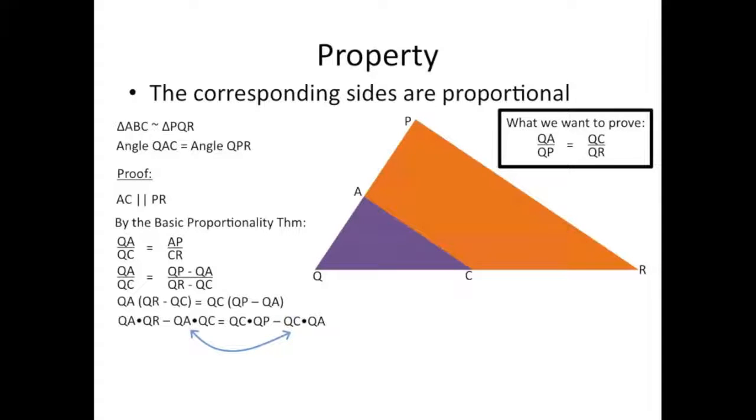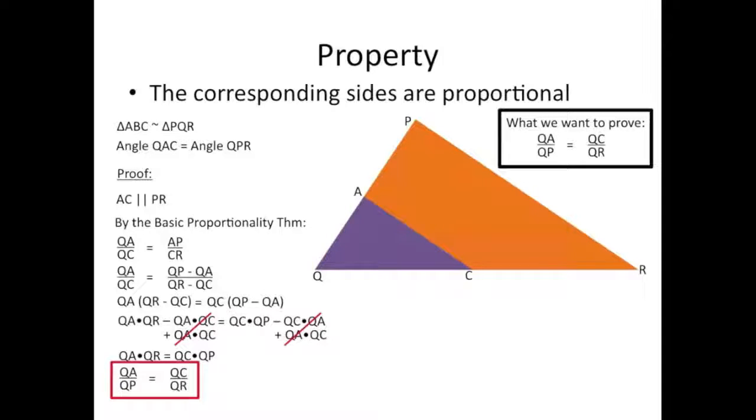So since they are equal, we can add QA times QC on both sides, and that will cancel these two out because they're being subtracted. In our new equation, we're left with only QA times QR equal to QC times QP. And using cross multiplication, we can rearrange this as QA over QP is equal to QC over QR. And if you look back at our box of what we wanted to prove, this is exactly what we were trying to show.